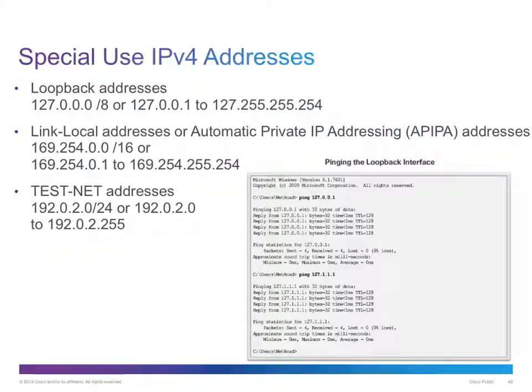We have a loopback address. We have local link addresses. Sometimes if you don't get a connection, like your cable's unplugged or something, you will notice you'll get one of these 169 addresses. And we have testnet addresses. They give an example here of pinging the loopback address.